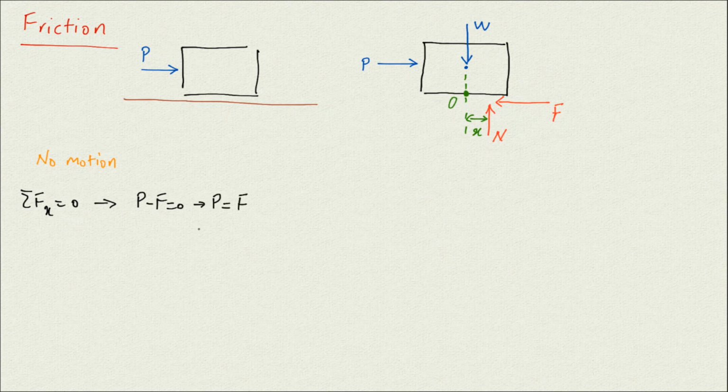So in other words, P is going to be equal to F. In that case, if there is no motion, P and F are exactly the same. Whatever value I have for the friction is the same as I have for P. So if the force increases, the magnitude of the friction increases. If P goes down to zero, the friction goes down to zero. So it's exactly equal to that, as long as there is no motion.